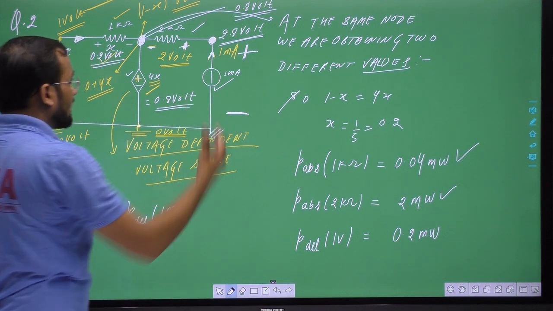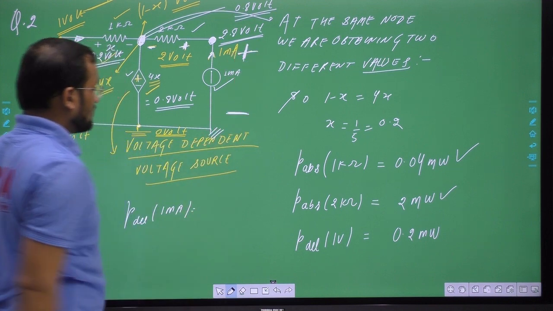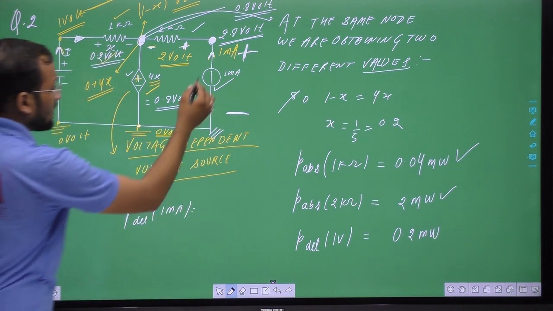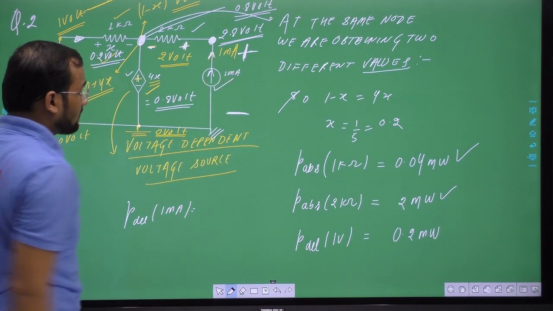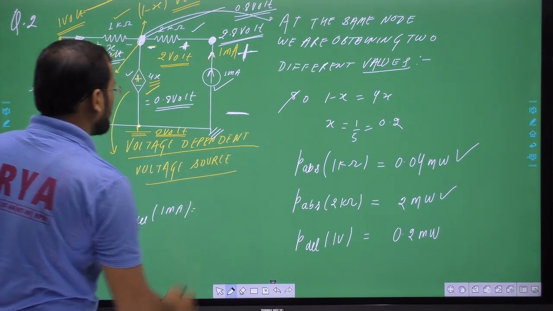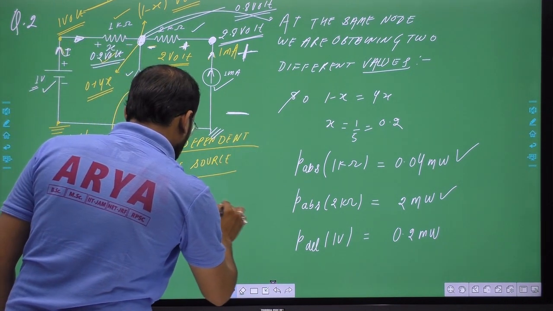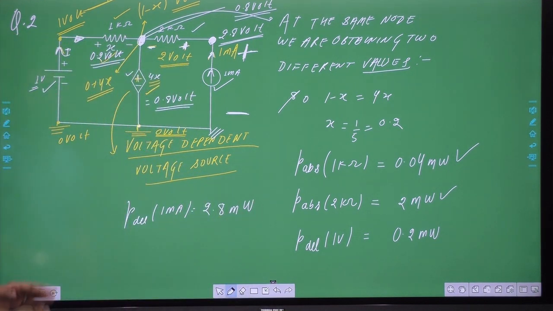2.8 volt is generally higher than the 0 volt, so we will have a positive sign here and a negative sign here. By convention, as current leaves from the positive terminal, we have delivered power, which is equal to 1 milliampere multiplied by 2.8 volt, which is equal to 2.8 milliwatt.